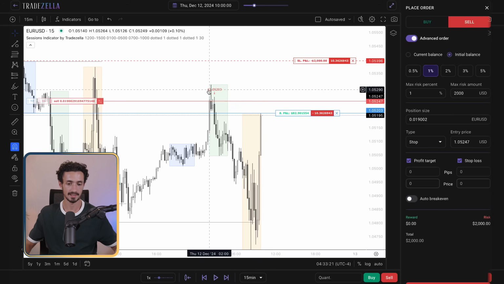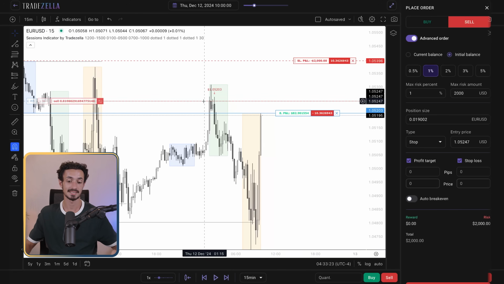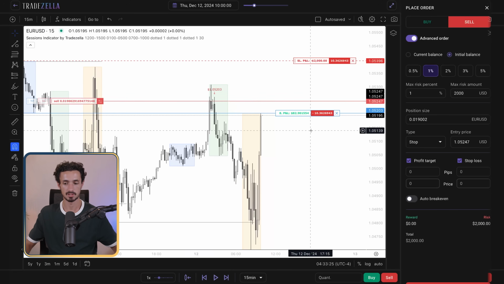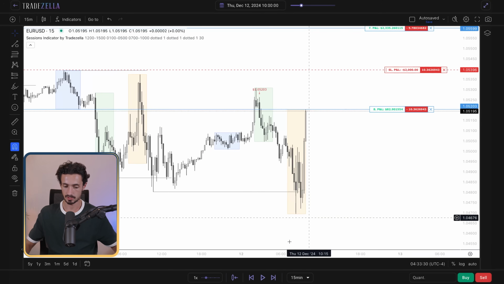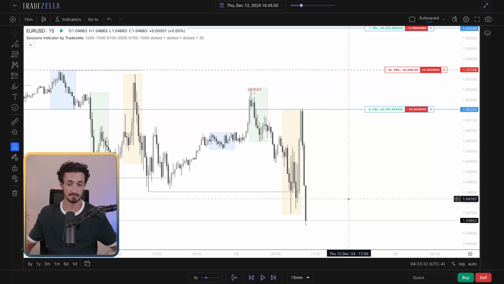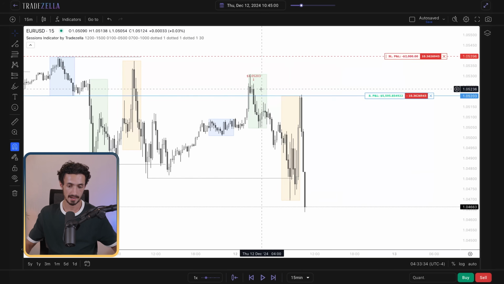The problem is we're already in a position at this level and the risk is still open. Therefore, it doesn't make sense to do so. So we just literally play price out as it is. You can see very, very beautiful respect of this level.